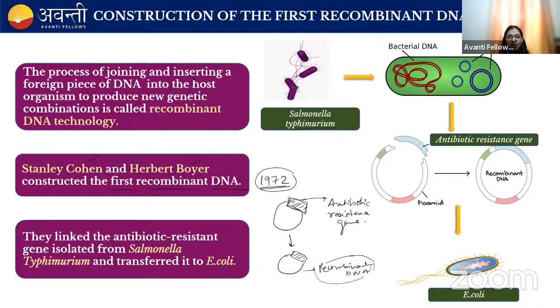So the process of joining and inserting a foreign piece of DNA into the host organism to produce a new genetic combination is known as recombinant DNA technology. Because we are introducing the gene of interest or the foreign DNA into the host cell with the help of vectors, it leads to the formation of a recombinant DNA, and the technology is known as recombinant DNA technology.